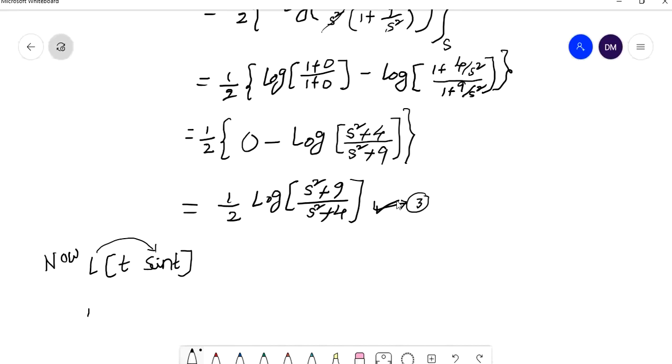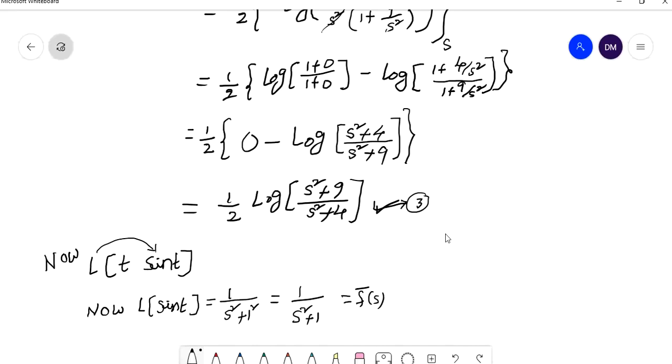So now first I can find L of sin t value. What is the L of sin a t formula? a by s square plus a square, and here a means 1. A square means 1 square. So this is equal to 1 by s square plus 1, right? So take this one as f bar of s.